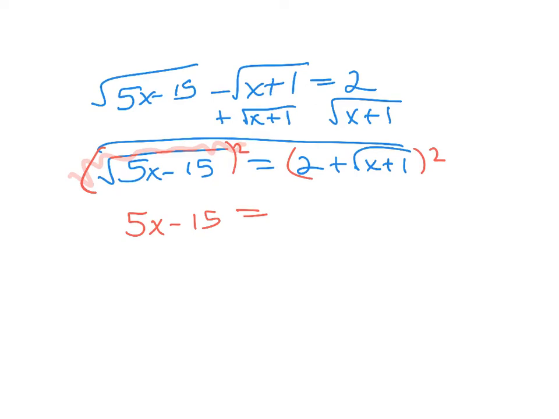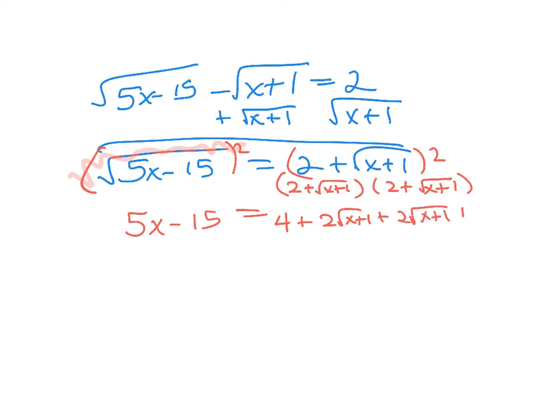I'm going to FOIL this, 2 plus the square root of x plus 1 times 2 plus the square root of x plus 1. I get 4 plus 2 times the square root of x plus 1 plus 2 times the square root of x plus 1. And then when I do the last term, the radical just disappears. I'm going to combine some like terms here. I get 5 plus x plus 4 times the square root of x plus 1.